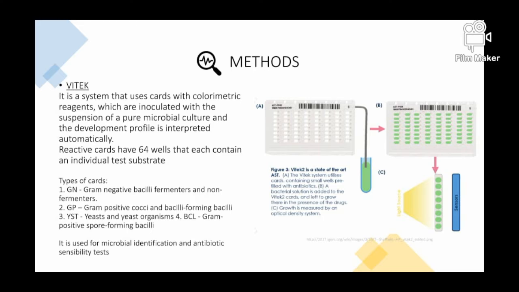There are 4 types of reactive cards available for the identification of different organisms. The first one is the GN, to identify gram-negative fermenting and non-fermenting bacilli. The second one is the GP, for gram-positive cocci and non-spore-forming bacilli. The third is the YST, for yeast and yeast-like organisms, and the last one is the BCL, for gram-positive spore-forming bacilli. It is used for microbial identification and antibiotic susceptibility tests.